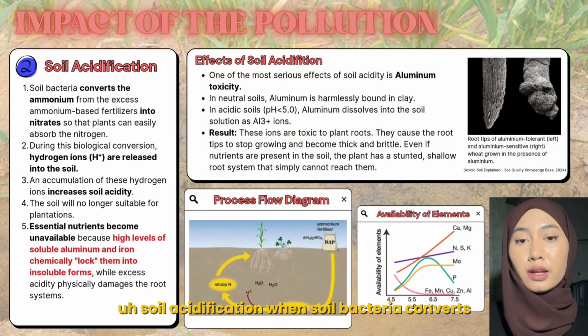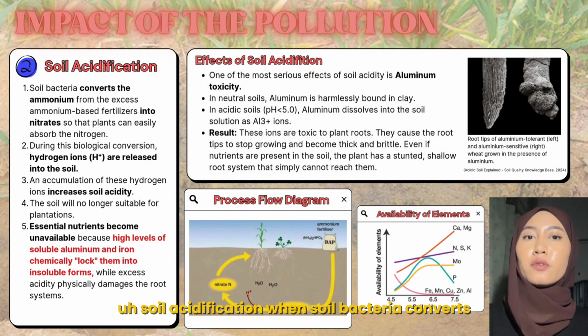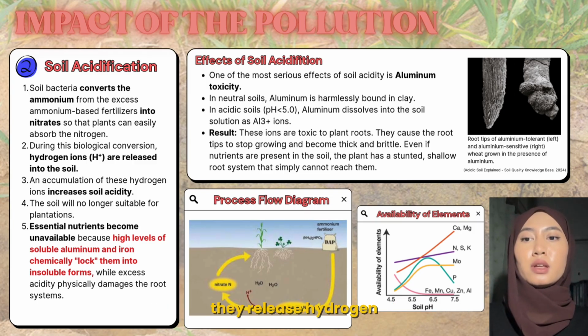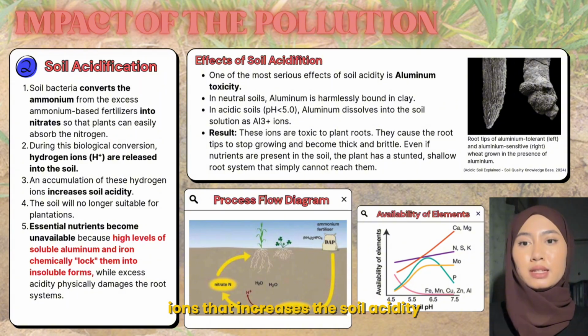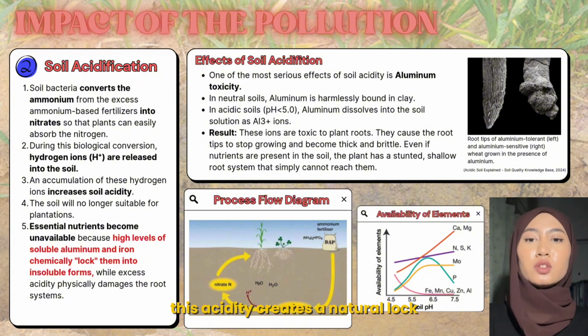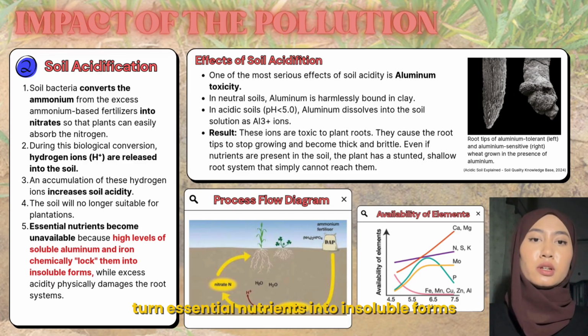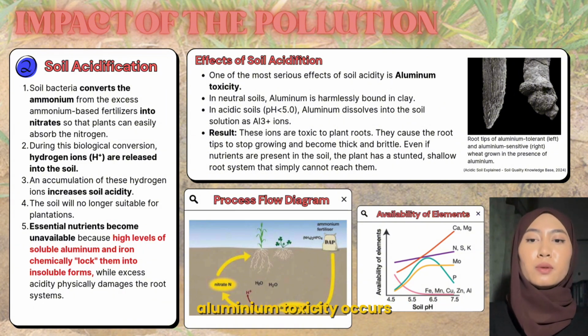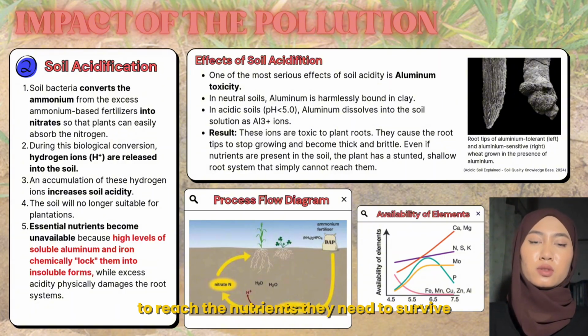Secondly, soil acidification. When soil bacteria convert ammonium from excess fertilizers into nitrates, they release hydrogen ions that increase the soil acidity. This acidity creates a natural lock where high levels of soluble aluminum and iron turn essential nutrients into insoluble forms that plants cannot absorb. Most critically, at pH below 5.0, aluminium toxicity occurs, where the dissolved aluminium physically damages and stunts root systems, leaving them too thick and brittle to reach the nutrients they need to survive.